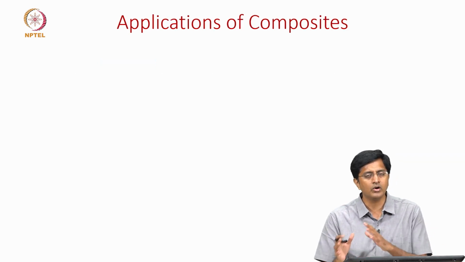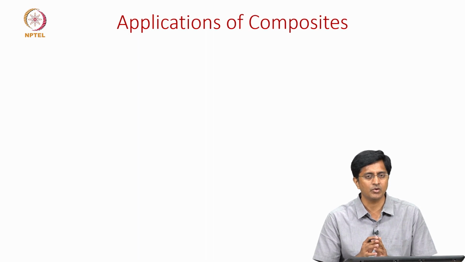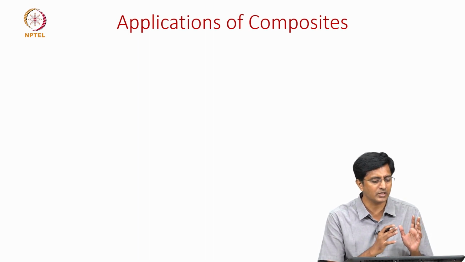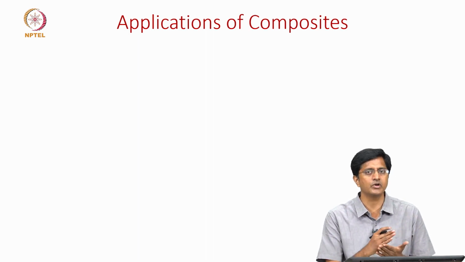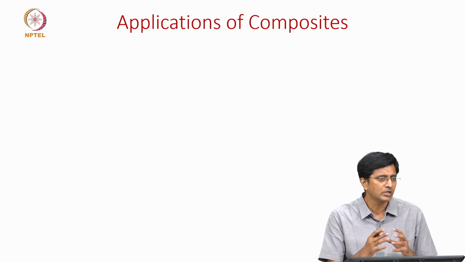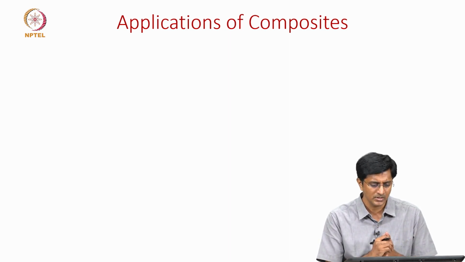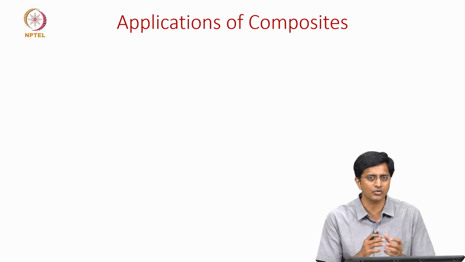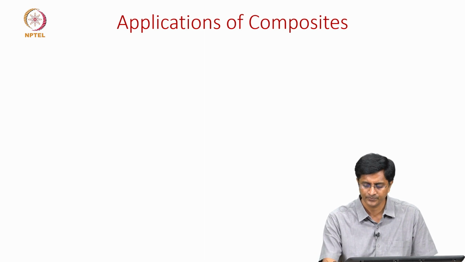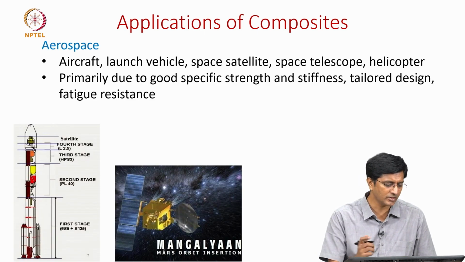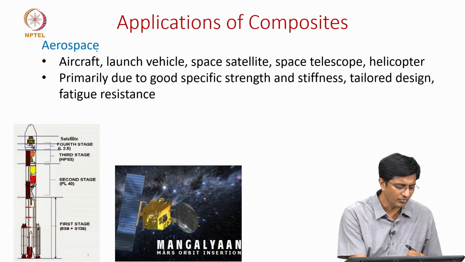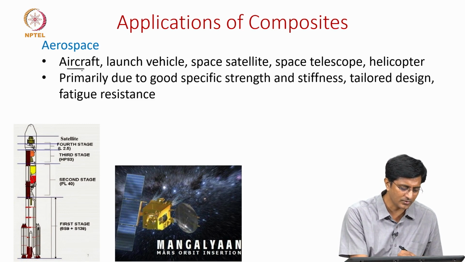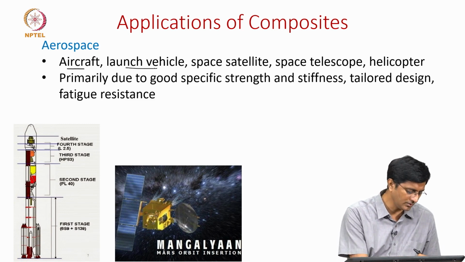So, we will now move on to the applications of composites. Until now we have been looking at the advantages. We have seen there are several advantages the composites can give compared to the metallic structures. But let us see the different applications. Of course, there are several applications where composites are used, but we are only trying to focus on a few of the important ones. So, the major application is definitely the aerospace industry, where it is used to build aircraft and launch vehicles as shown here.